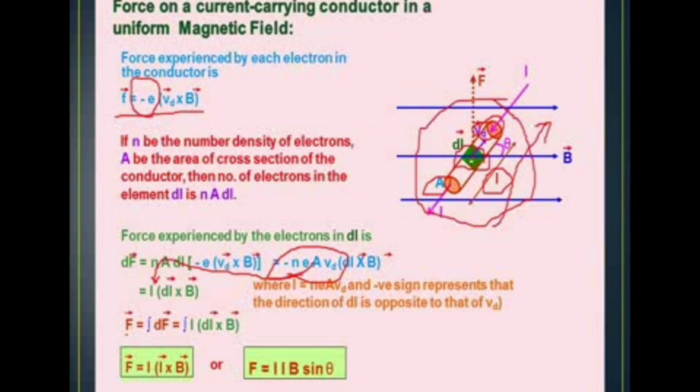Integrating on both sides, the integral of dF gives F vector, which is equal to the integral of I dl cross B vector. So integrating on both sides you get F equal to I l vector cross B vector, because dl becomes l. It is a cross multiplication, so when you do the cross multiplication you get sin theta. So F is equal to B I l sin theta. This is not 2l or 2I; one is I, another one is l. So F is equal to B I l sin theta.